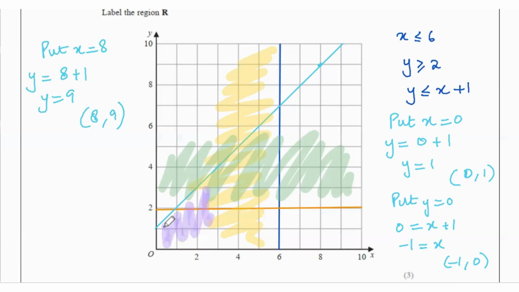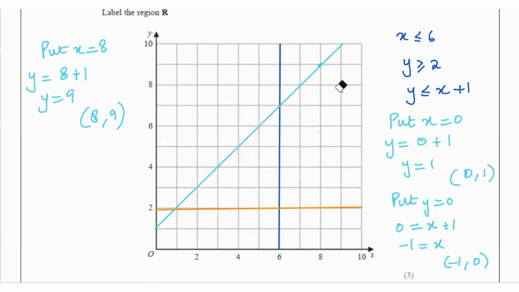So that's this part. Once we've done all the shading, what we need to do is see that region where all of the colors are overlapping. As you can see, all of the colors are overlapping in the middle where we have this triangle. So if I remove all of this, this is your region R. That's your answer.